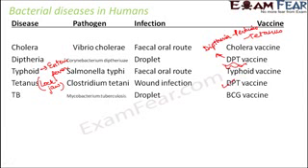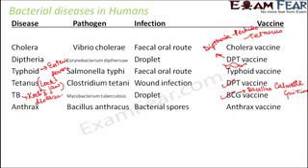TB, that is tuberculosis. So tuberculosis is also known as Koch's disease, after the name of the scientist Koch. Pathogen is Mycobacterium tuberculosis. Infection through droplet, and the vaccine which is used for tuberculosis is BCG vaccine. What is BCG? B stands for Bacillus, C stands for Calmette, and G stands for Guerin.